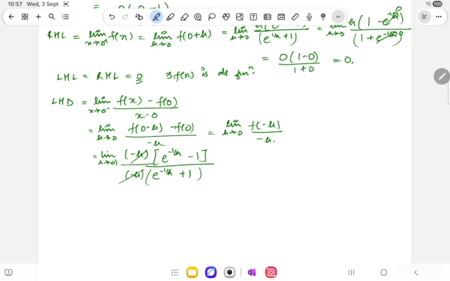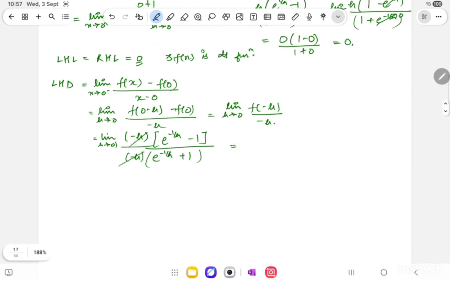This minus h balances out this one. So my limit will be minus of 1, because this will approach to 0 and this will also approach to 0. So it will be 0 minus 1 upon 0 plus 1. That gives me minus 1.